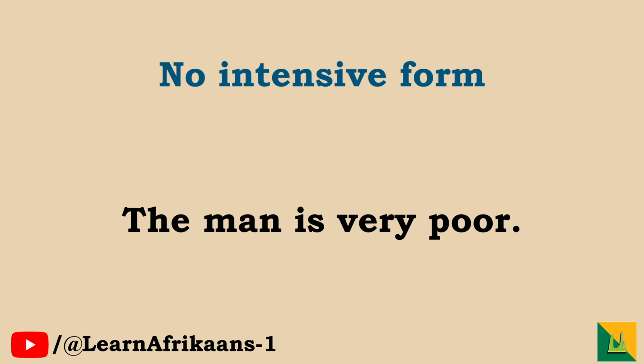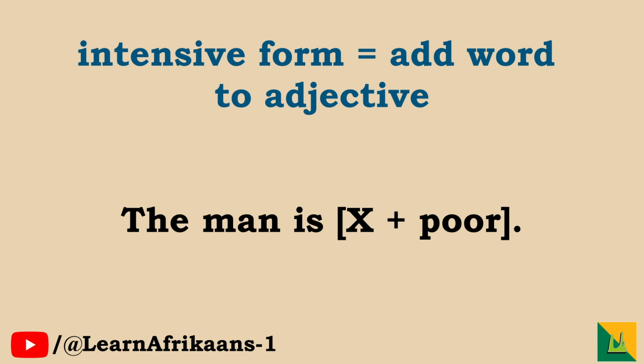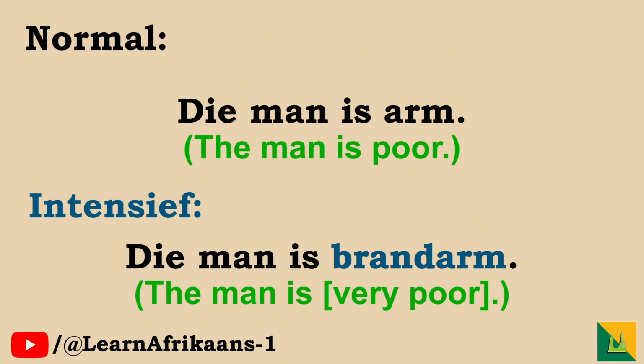English does not really have the intensive form, so in English, to make the sentence better, you would use a different adjective that has the same meaning as very poor. With the intensive form, you would add another word to the adjective. For example, die man is arm, die man is brandarm.